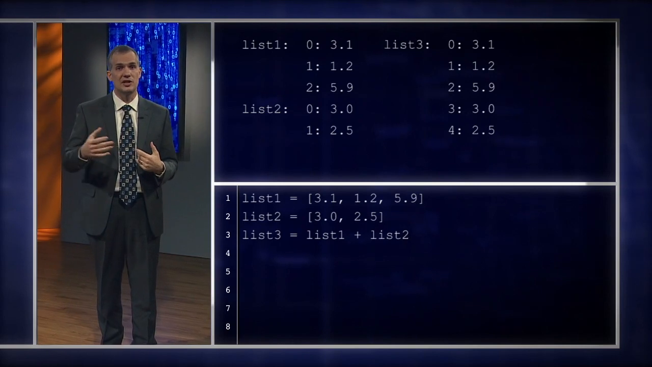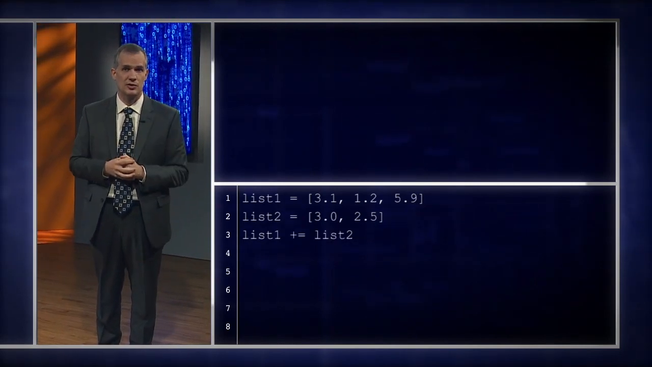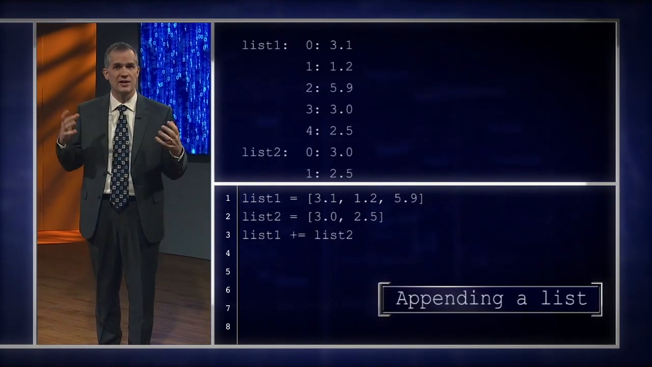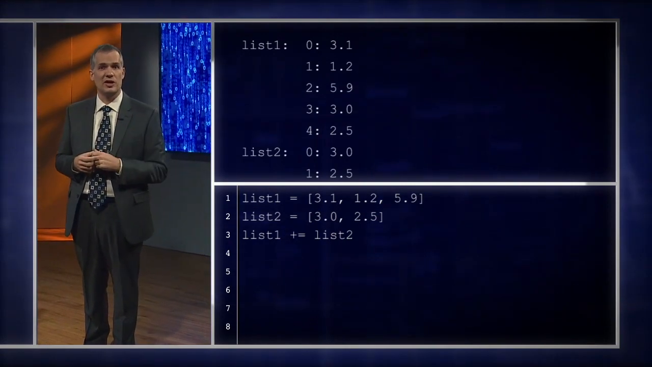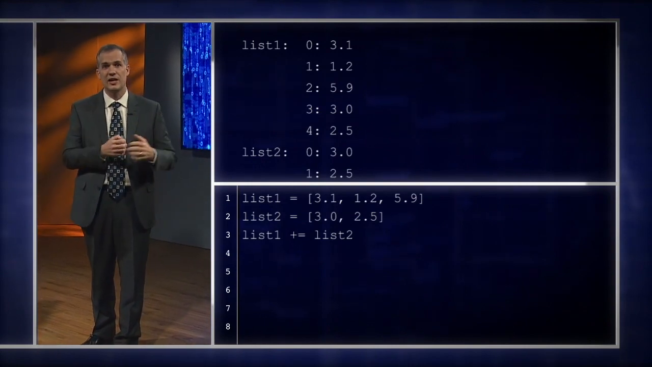We can also increase a list by using the plus equals operation. This will let us append additional items onto the end of a list. You can see an example here, where we've appended list 2 onto the end of list 1.